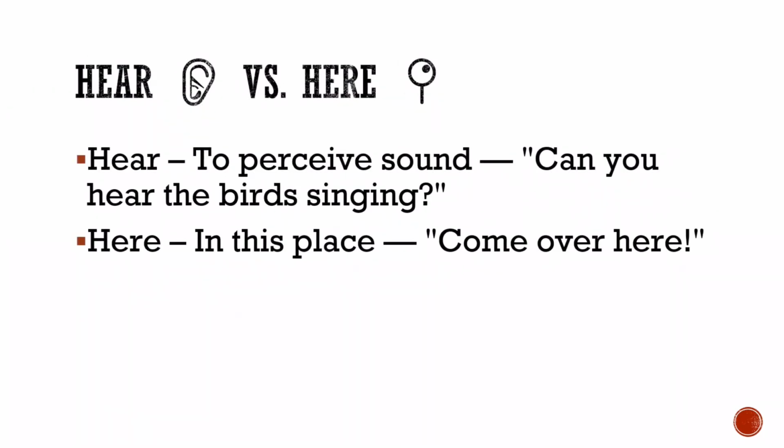The next pair is hear versus here. The first hear means to perceive sound, and it's used as a verb. For example, can you hear the birds singing? But the second here means in this place, and it is used as an adverb. For example, come over here.